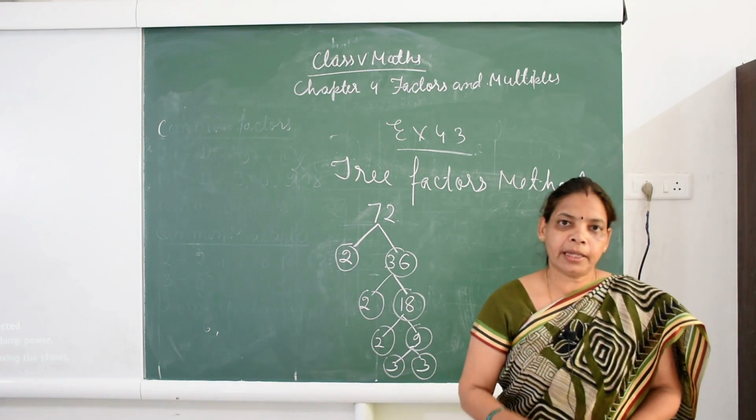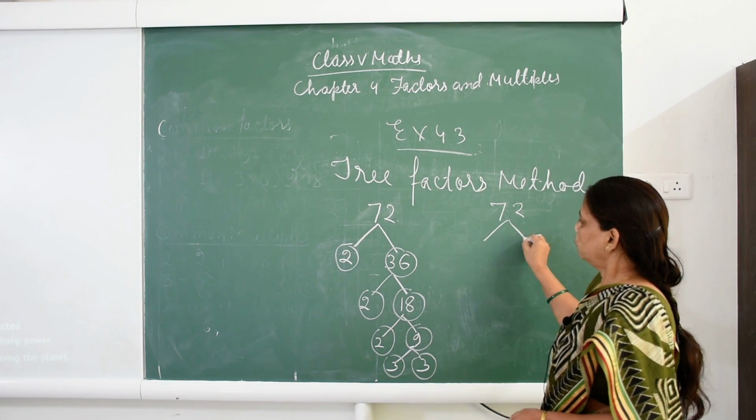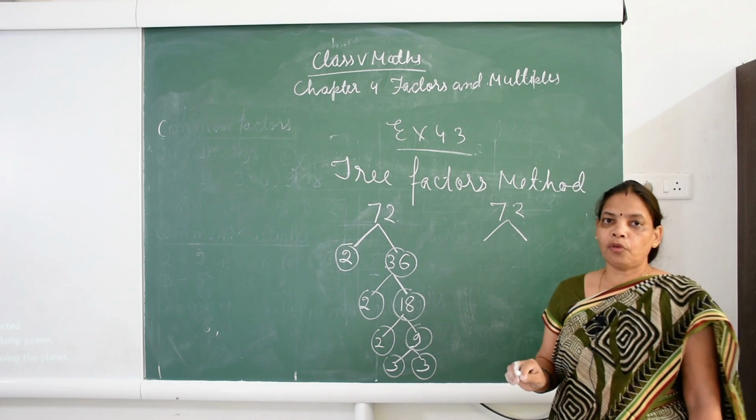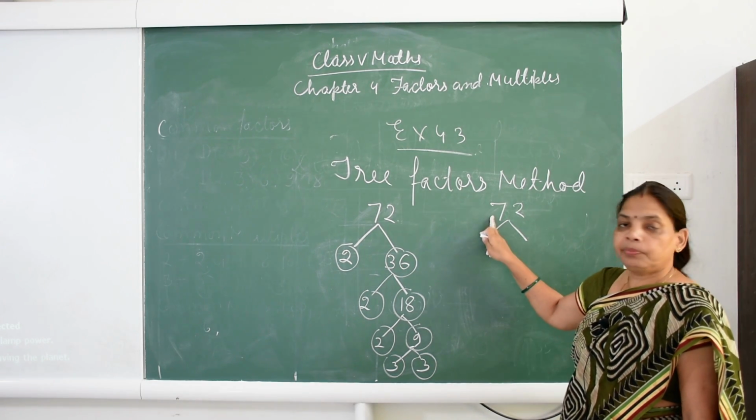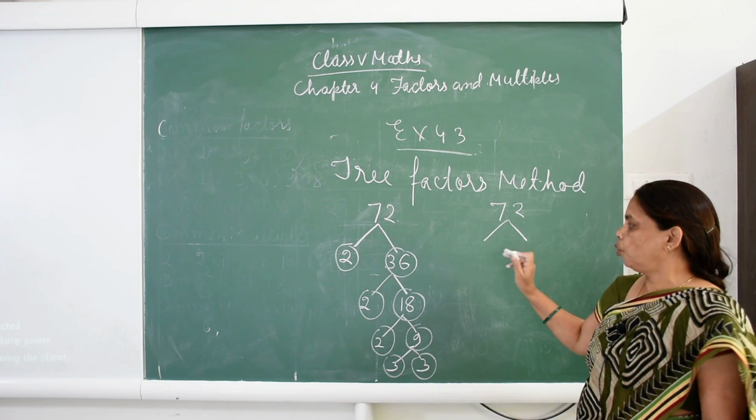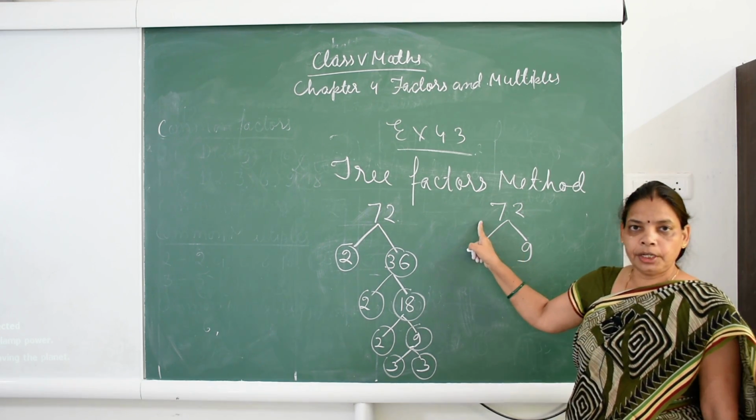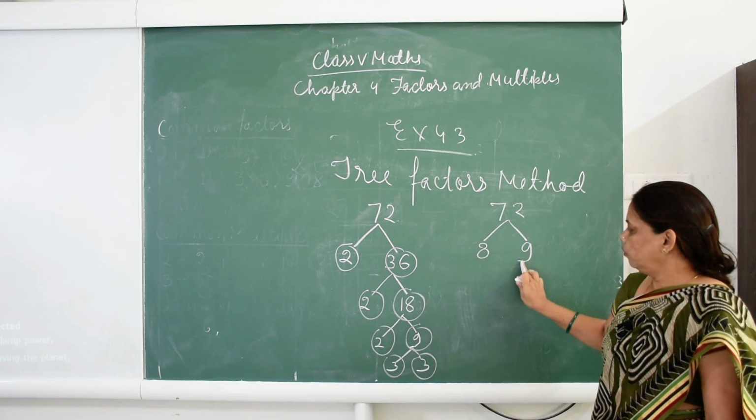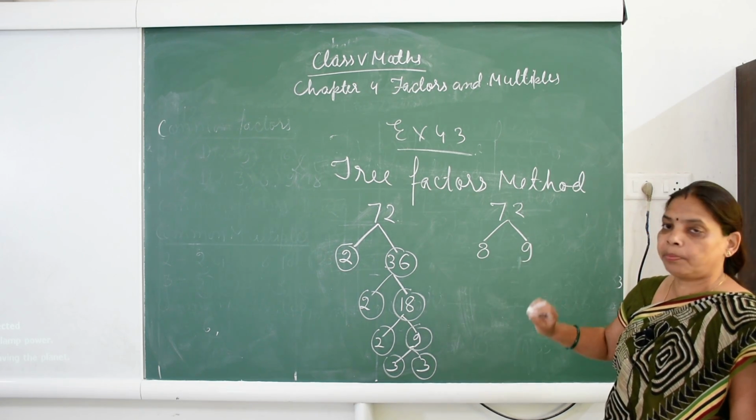You can do this by another way also. It is given in your book. First we find the product of any two numbers which give 72. Take two numbers whose product is 72. So 8 nines are 72. Again, this is a composite number and this is also a composite number.